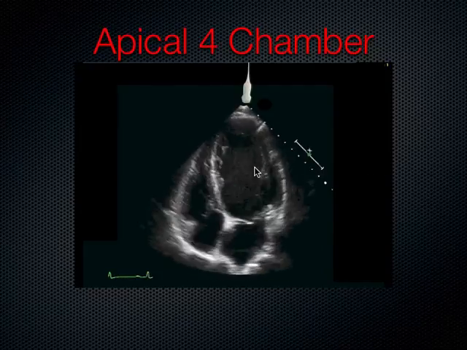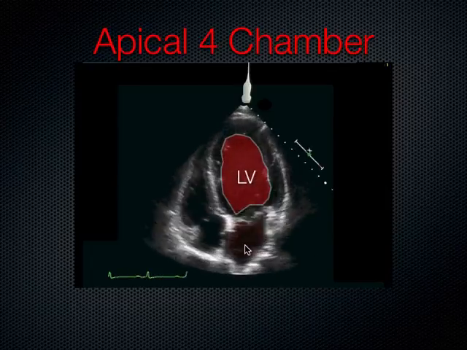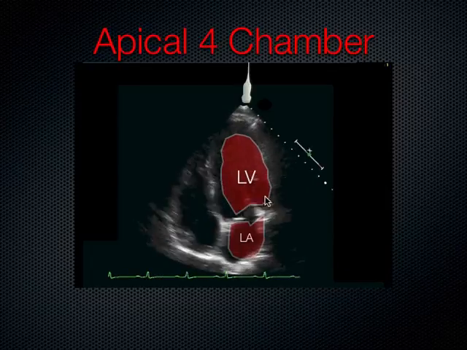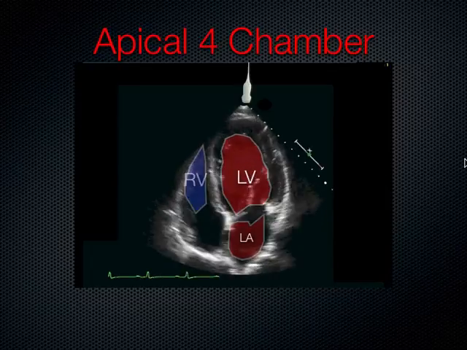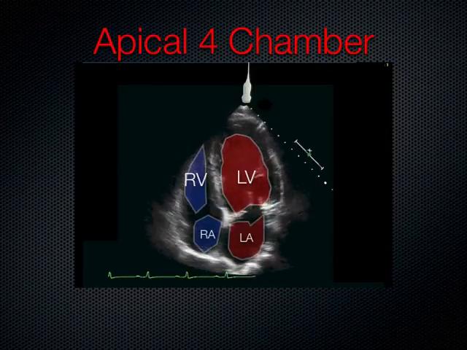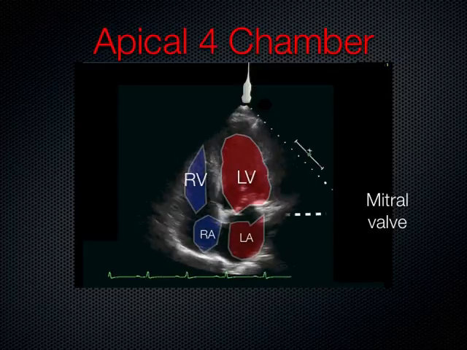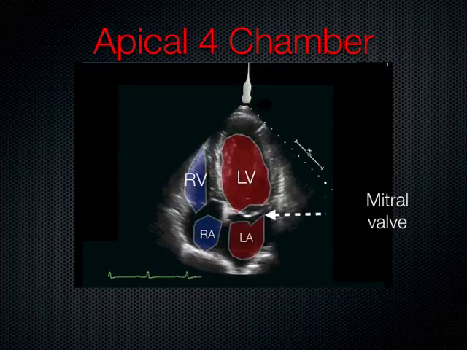We have a nice left ventricle here, and we see the left atrium down here on this apical 4 chamber. It's a nice way to assess the chambers, compare the chambers to one another. We can see that the RV is about 2/3 the size of the LV in the normal patient, and we can see the valves quite well in this apical 4 chambered view.